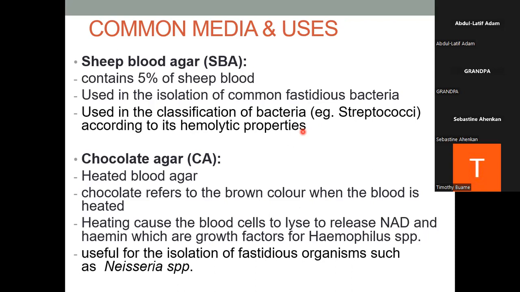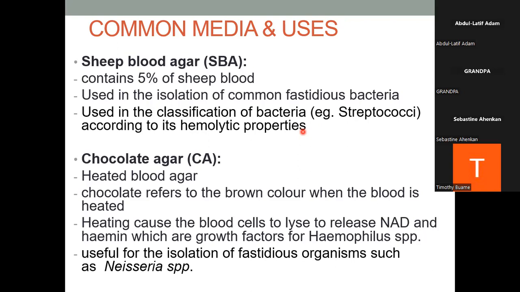Right, and then it is also typically used in the classification of Streptococcus. You see, Streptococcus demonstrate hemolytic properties. If they show complete hemolysis, that's the beta. If they show partial hemolysis, that's the alpha. If they show no hemolysis, that's the gamma. So it is beta hemolytic, alpha hemolytic, and then gamma hemolytic.